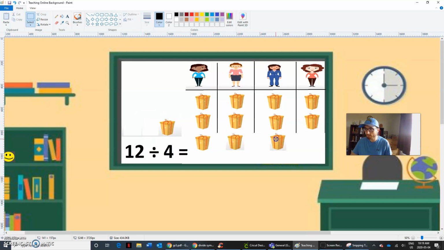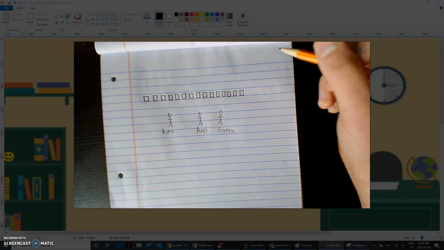And we're going to keep going. They each have 3 presents. So 12 divided by 4 equals 3. Let's do our own question on paper and pencil.